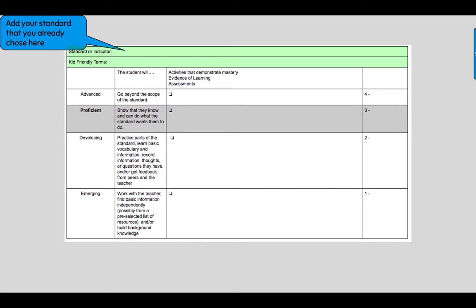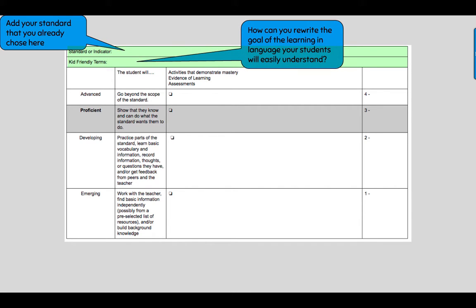So if you look back to your assignment for task 1, you already chose a standard, and unless you want to try something else, you can take that same standard, paste it in on the top here where you see the blue bubble, and then you're going to turn that into kid-friendly terms. Remember how Lacy pointed out that she kept important vocabulary. You want to bring this down to the student's level, but you don't want to lose those important vocabulary words that are critical to them understanding what the standard means.